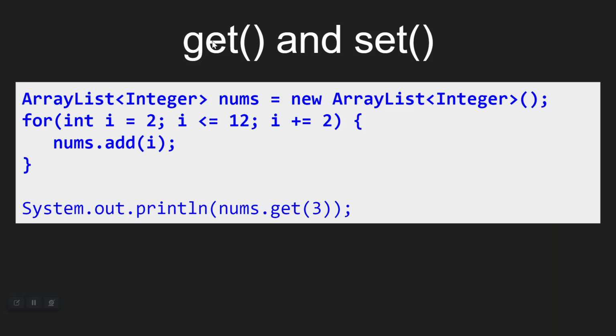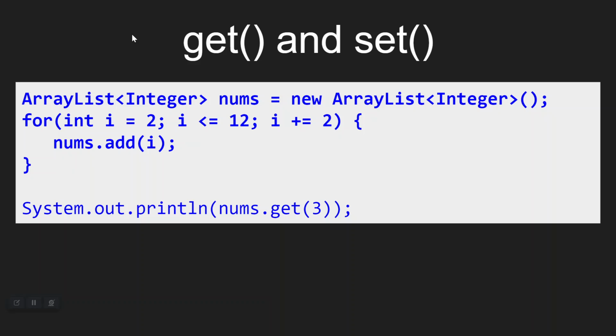We're going to explore the get and the set method. So the ArrayList class does have a get and a set method, not to be confused with the getter and the setter methods that we use for instance variables, but these are going to behave in a very similar way.